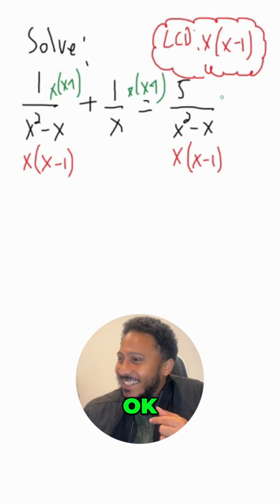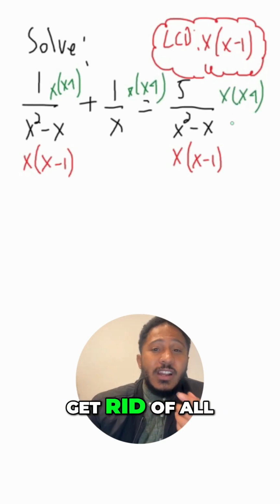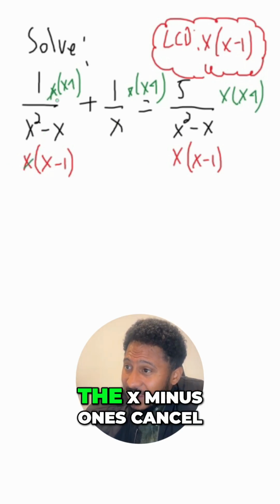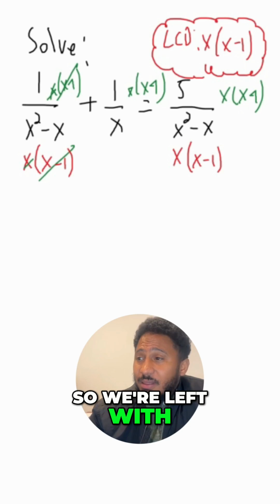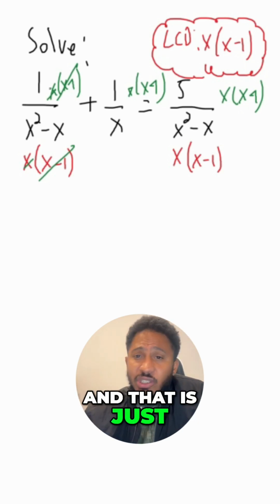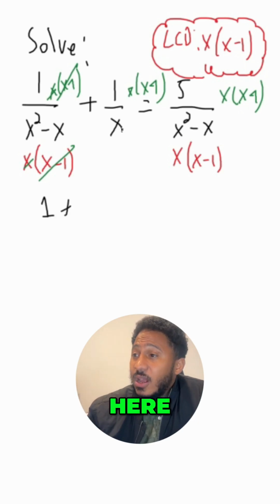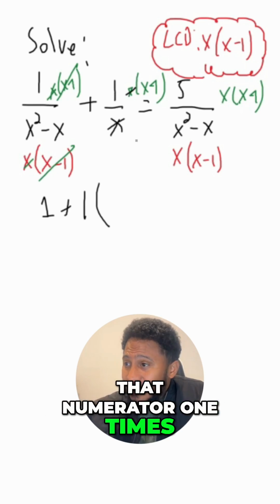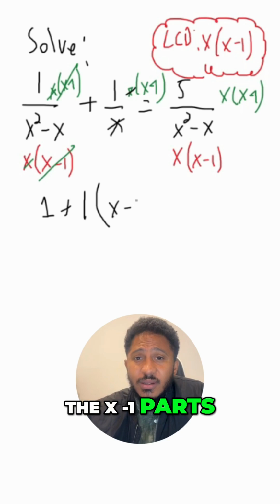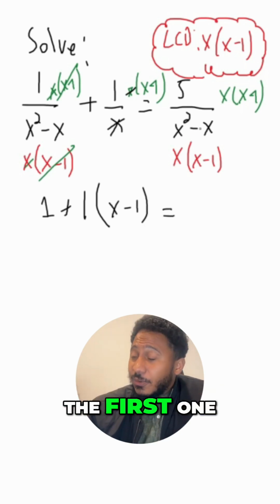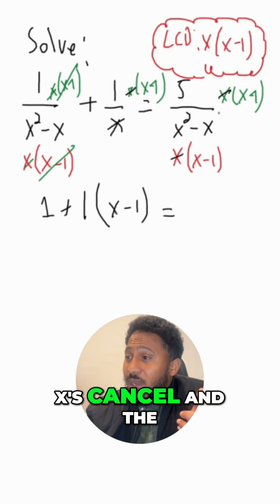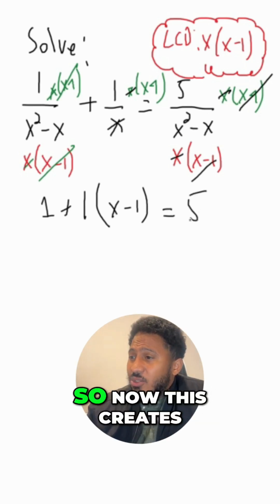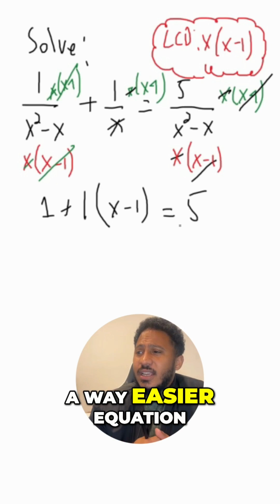All right, and what this does is this helps us get rid of all of the denominators. Meaning here, notice the x's and the x minus 1s cancel. So we're left with just the numerator, and that is just the 1. Here, just the x's cancel. So I'm left with that numerator 1 times the x minus 1 parts, okay? And here the same thing as the first one, and that is the x's cancel and the x minus 1s cancel. So I'm left with just the numerator, just 5. So now this creates a way easier equation to solve.